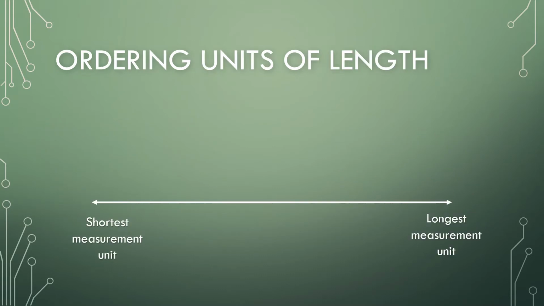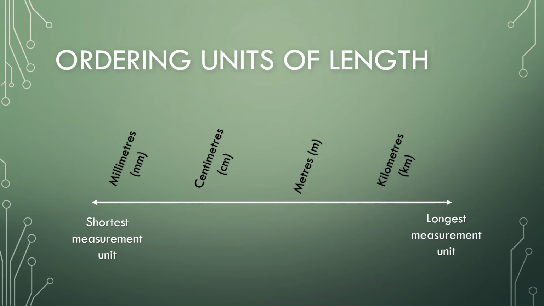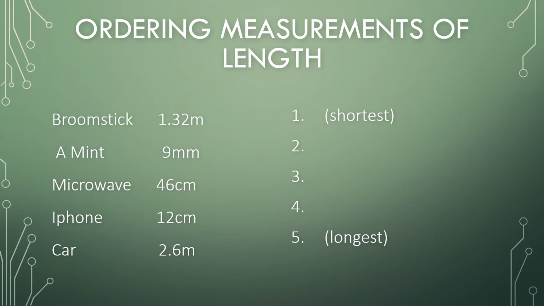Alright, so today, like I said, we are looking at ordering our units of length. So we have 4 different ones that we are looking at in today's lesson. So we're going to put them in order from shortest measurement unit to the longest measurement unit. Can you have a guess at which one you think is the shortest measurement unit? That's right, millimeters is our shortest measurement unit, followed by centimeters, then meters, and that means our longest measurement unit is kilometers. Well done.